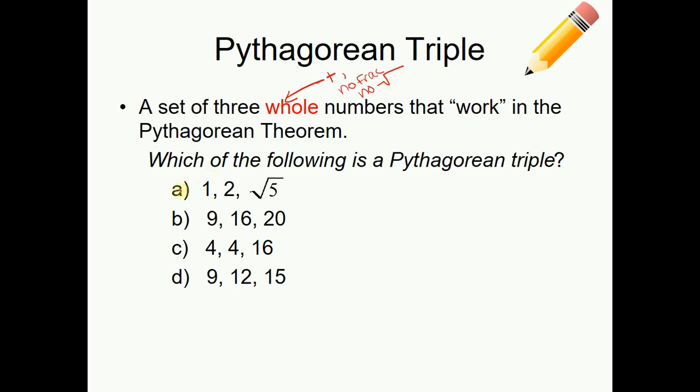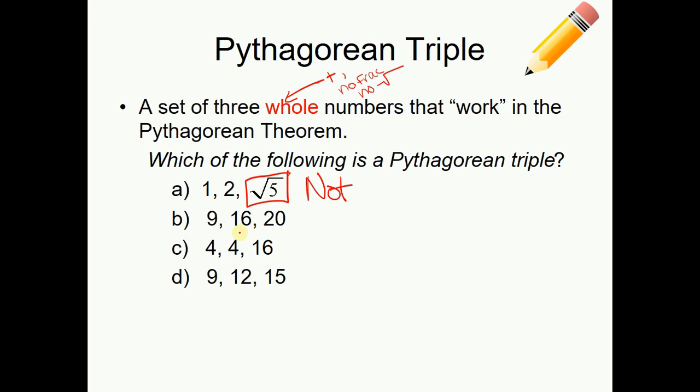So let's check here. 1, 2, and the square root of 5. Notice, guys, this is not a whole number. It has a square root. This is not a Pythagorean triple. Otherwise, though, if you would plug it in, it actually would work. But it is not a Pythagorean triple based on a whole number.